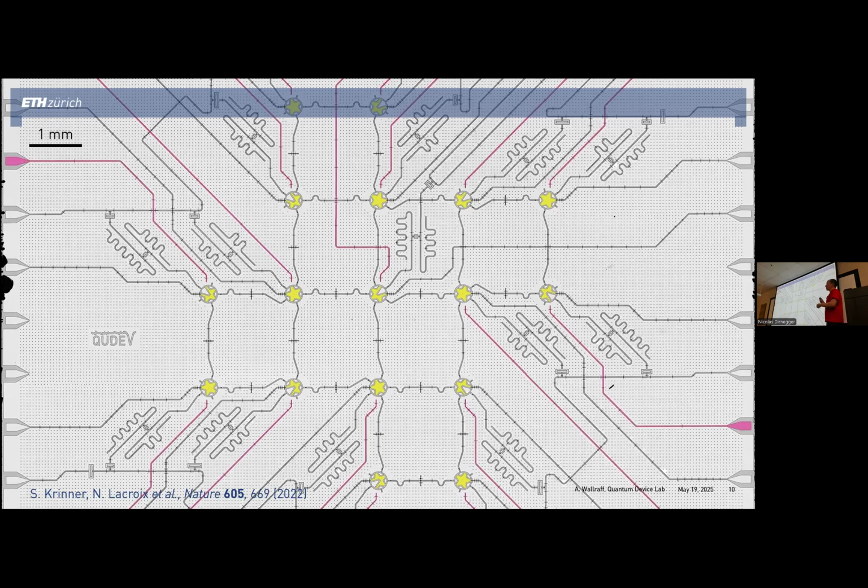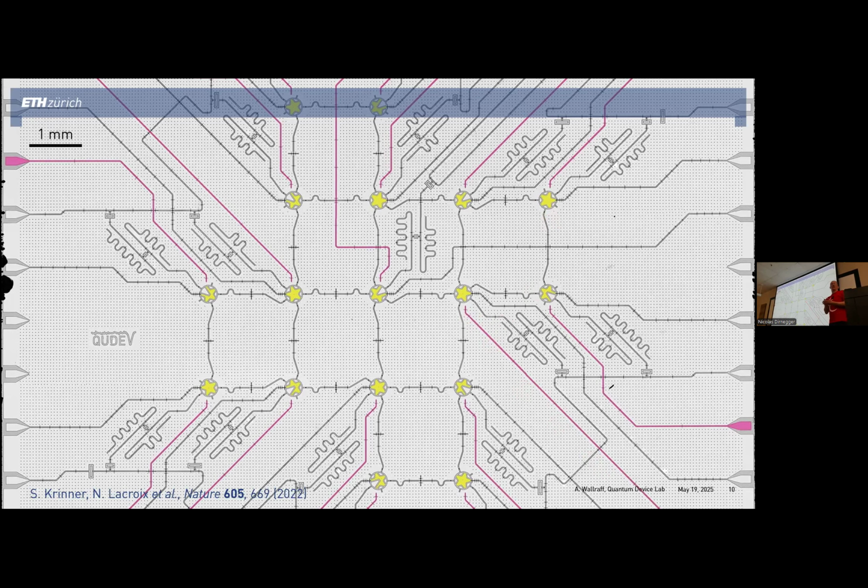So this is also a kind of a 2D device geometry, or maybe a 2.5D device geometry. There's some crossovers for some of these lines, but otherwise it's not a flip chip device. And every one of these qubits has an individual microwave frequency drive line.